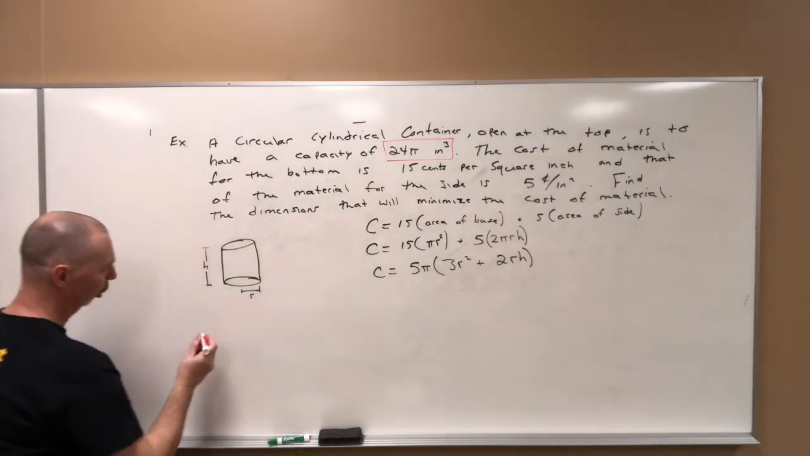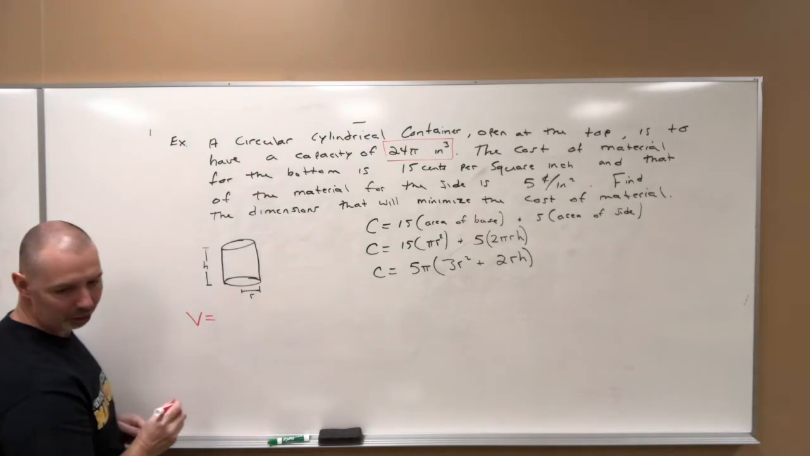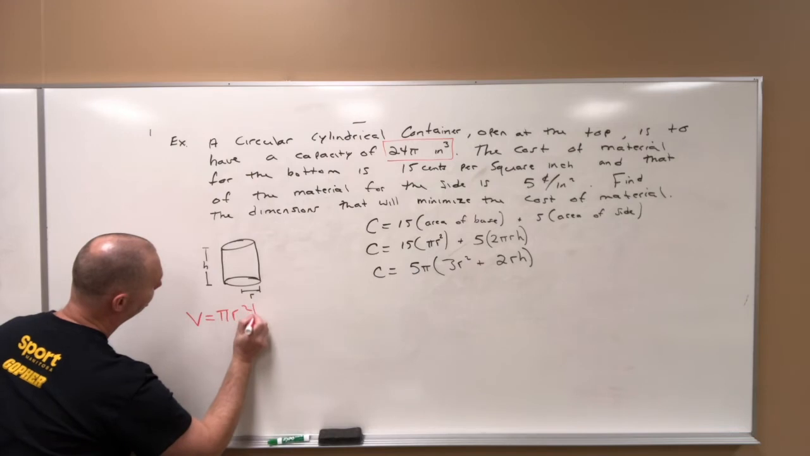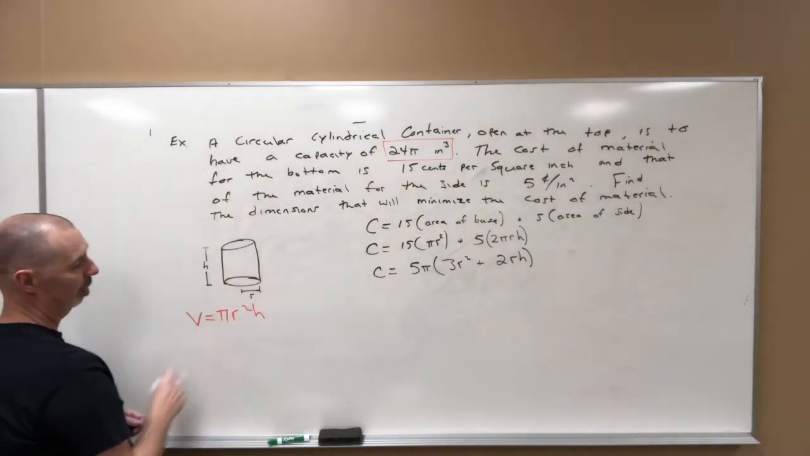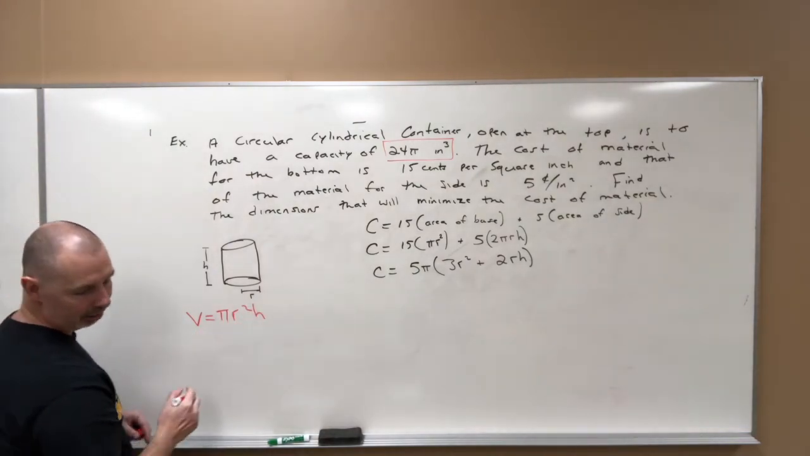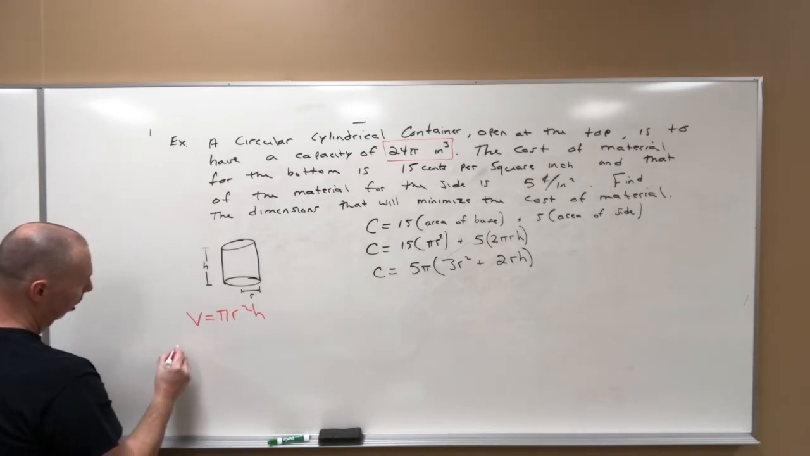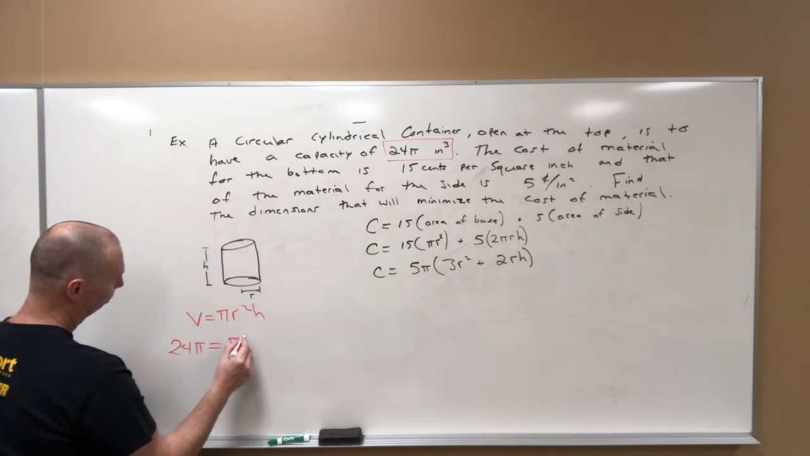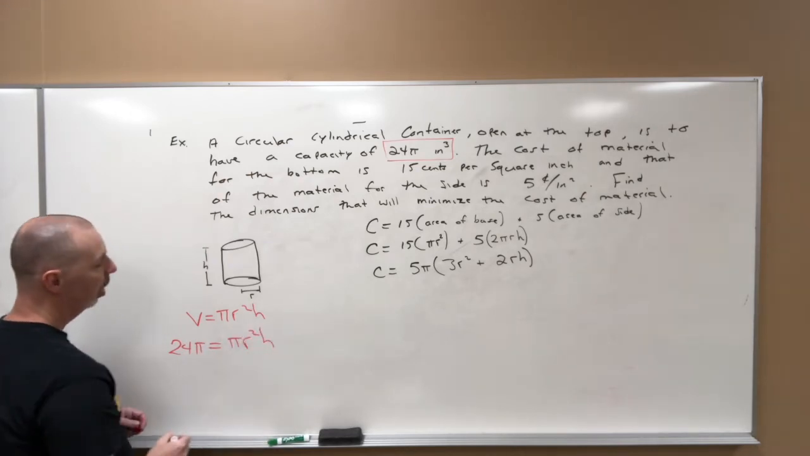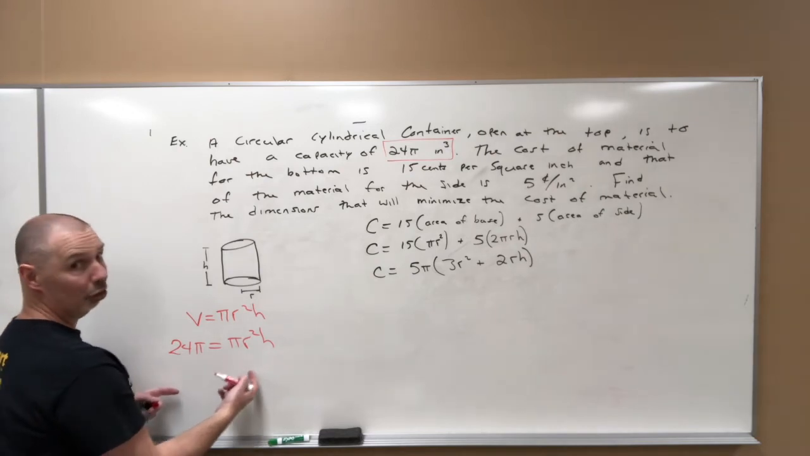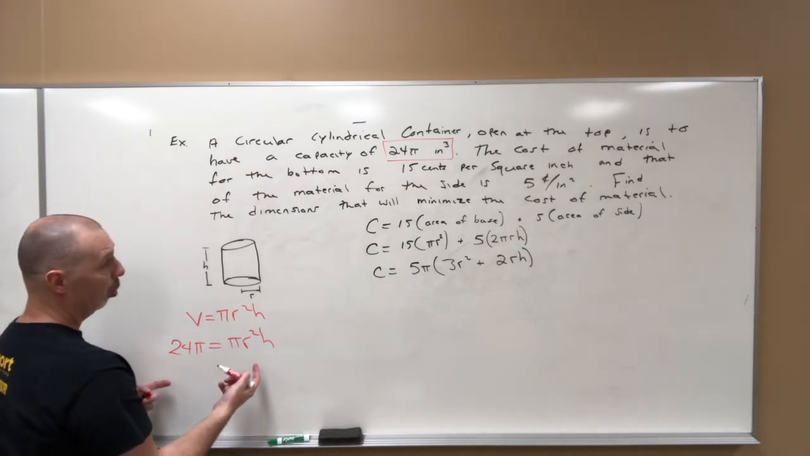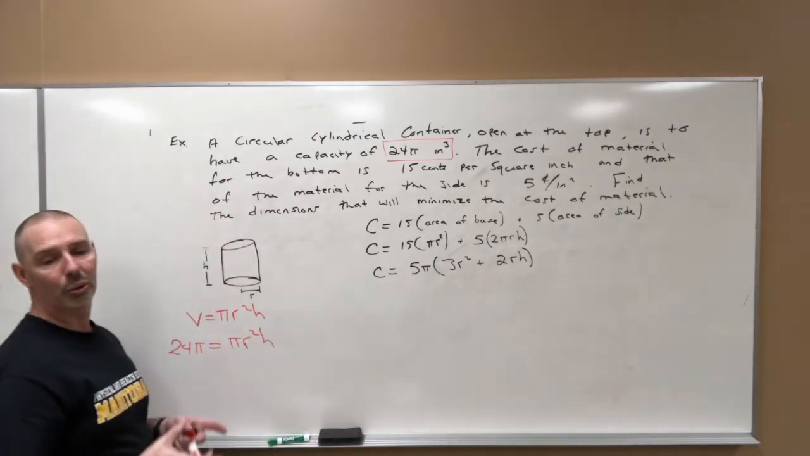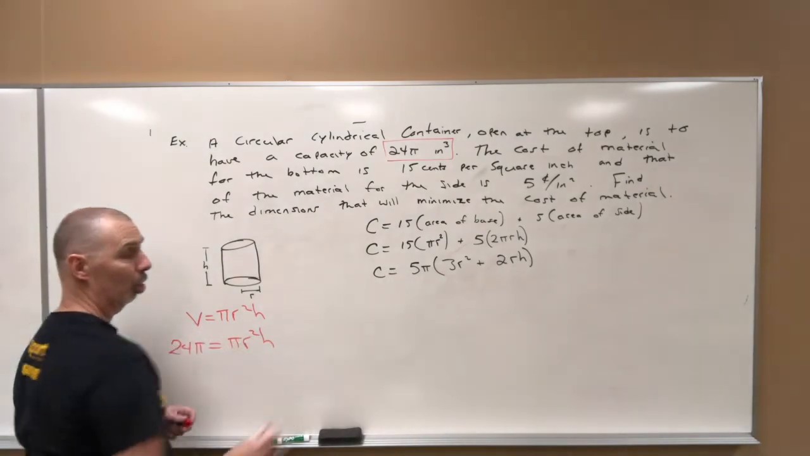The formula for the volume of a cylinder is pi r squared h. And again, the area of the base times the height is the volume. And with this, we can plug in our 24 pi for the volume. And here we have a choice. We can either solve for h or we can solve for r. The point being that we're going to solve for one of those variables, and then we're going to make a substitution into here, which will allow us to get rid of one of the variables in our cost formula.